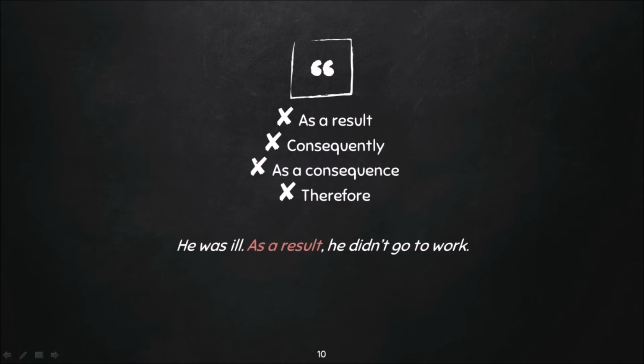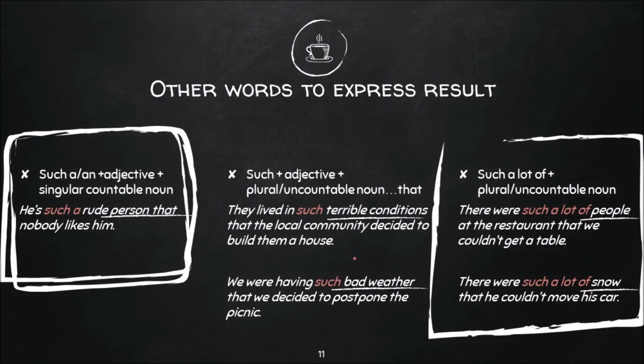Now, you can notice, by comparing with the other words or phrases, that these four differ from them because they come at the beginning of the sentence. Then we need to put a comma. He was ill, therefore he didn't go to work. Now let's see some other examples.